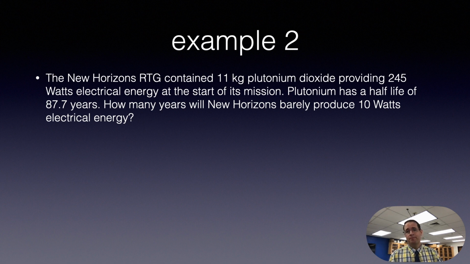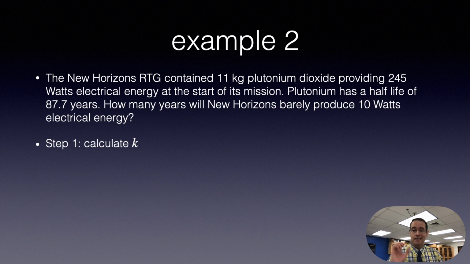Now, this plutonium isotope has a half-life of 87.7 years, and we're just asking a theoretical question. How many years will New Horizons barely produce 10 watts of electrical energy? Okay, so what we want to do is calculate k once again.